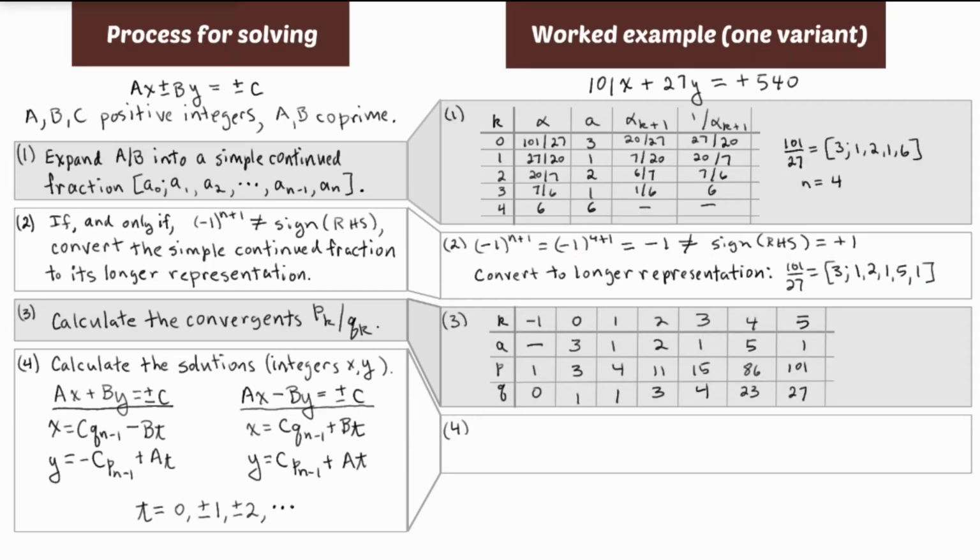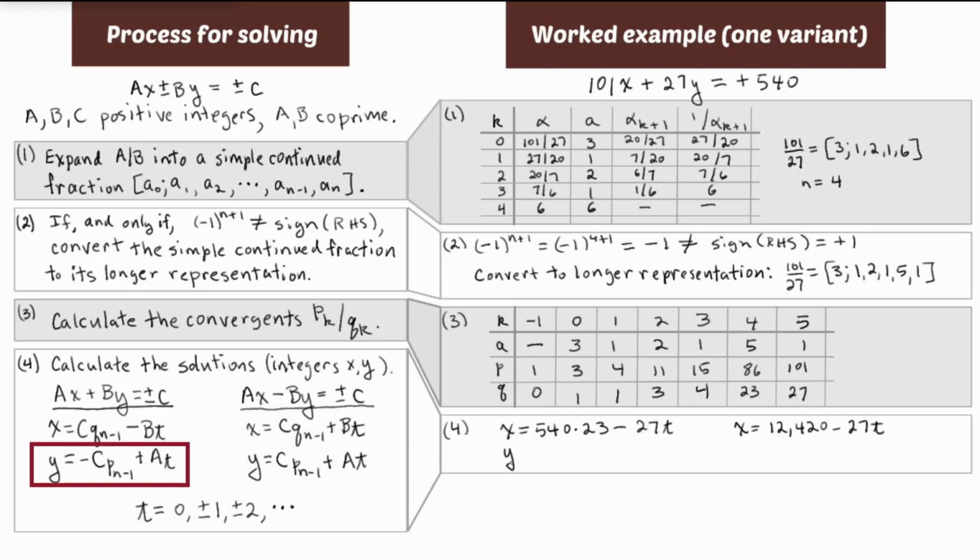In step 4, we can write out the expressions for x and y and then calculate as many of the values as we like. Our equation had the form ax plus by, like this, so we'll use these expressions. X equals c, which is 540, times q sub n minus 1, which is 23, minus b times t. b is 27 and t is the set of all integers. When we multiply that out, we get x equals 12,420 minus 27t.